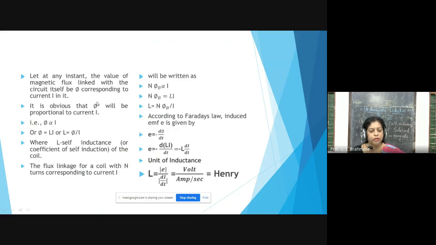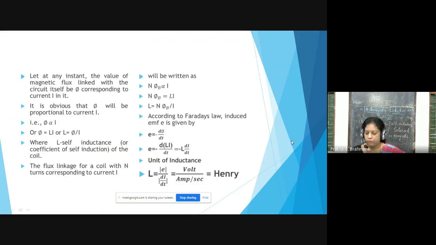If there is a single turn, we have this equation, but if there are N turns, we have N phi B proportional to I. So N phi B is equal to Li, therefore L equals N phi B upon I. Now according to Faraday's law, induced EMF E equals minus d phi upon dt. Phi is nothing but Li, so you write that in the equation, L is the constant, take it outside the derivative, and the unit of inductance is volt per ampere per second, that is Henry.